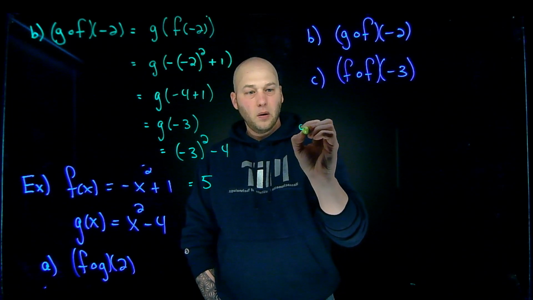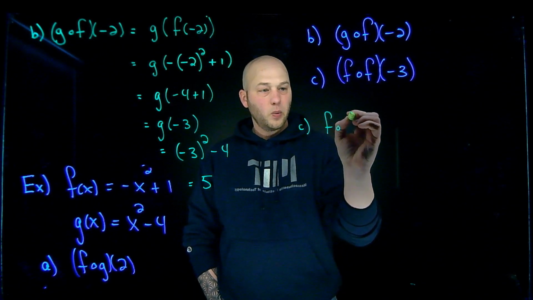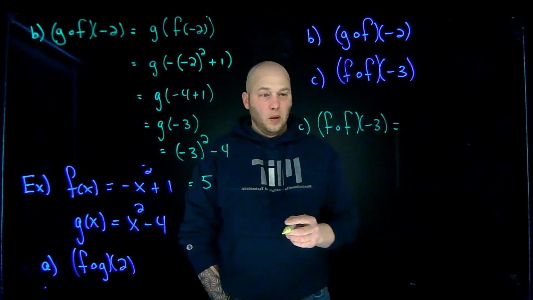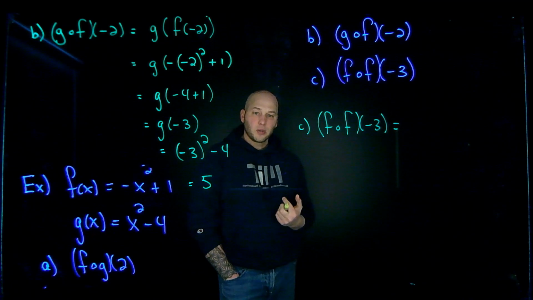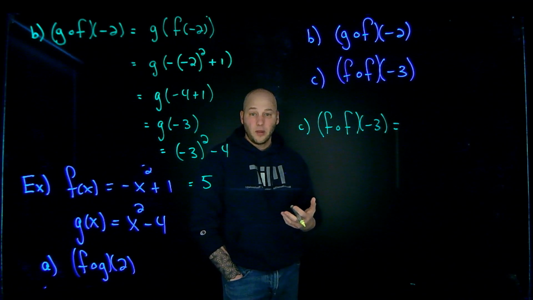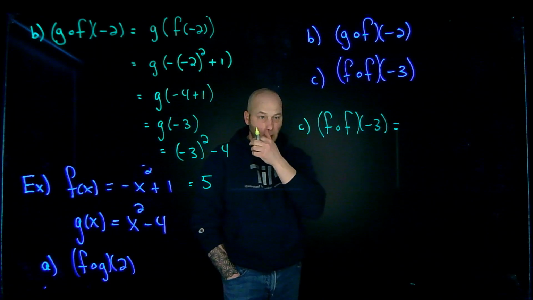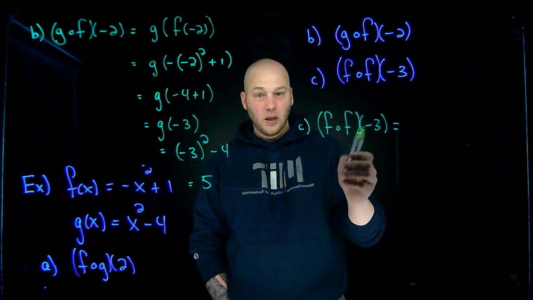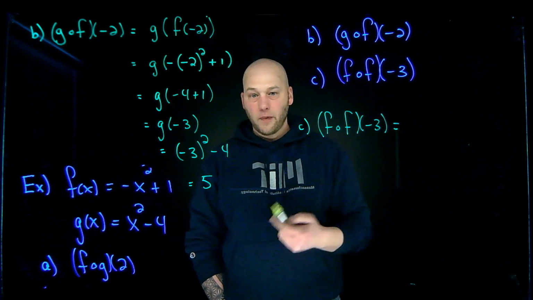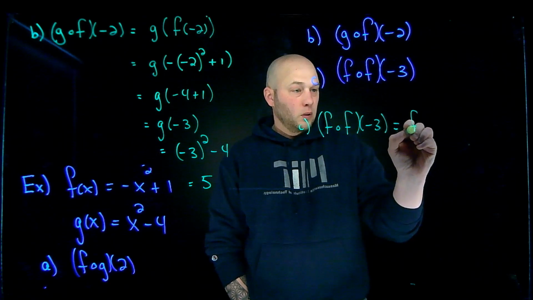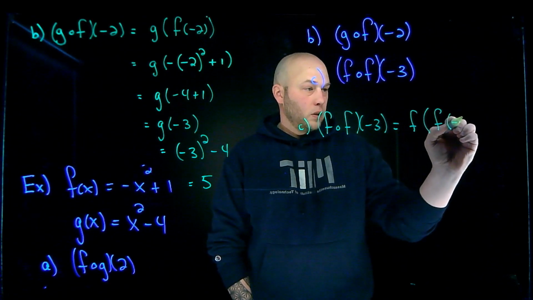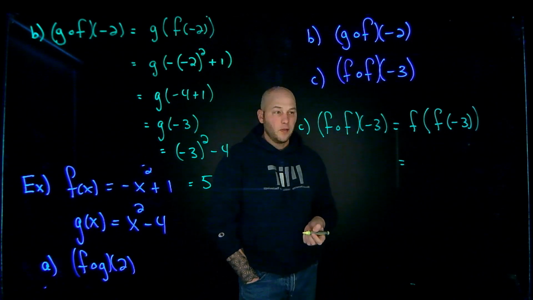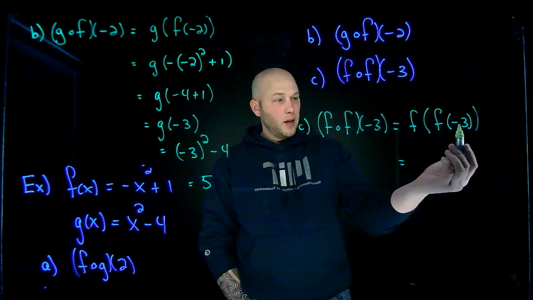Do that one down here. F composed with f of negative 3. Now, a lot of times students find it very strange to do f composed with f, a function composed with itself, but it simply means that I'm going to take this number, plug it into this function, and then I'm going to take whatever that is and plug it back into the same function. It's the same process we've done in the last handful of examples. So negative 3, and I plug that into f.